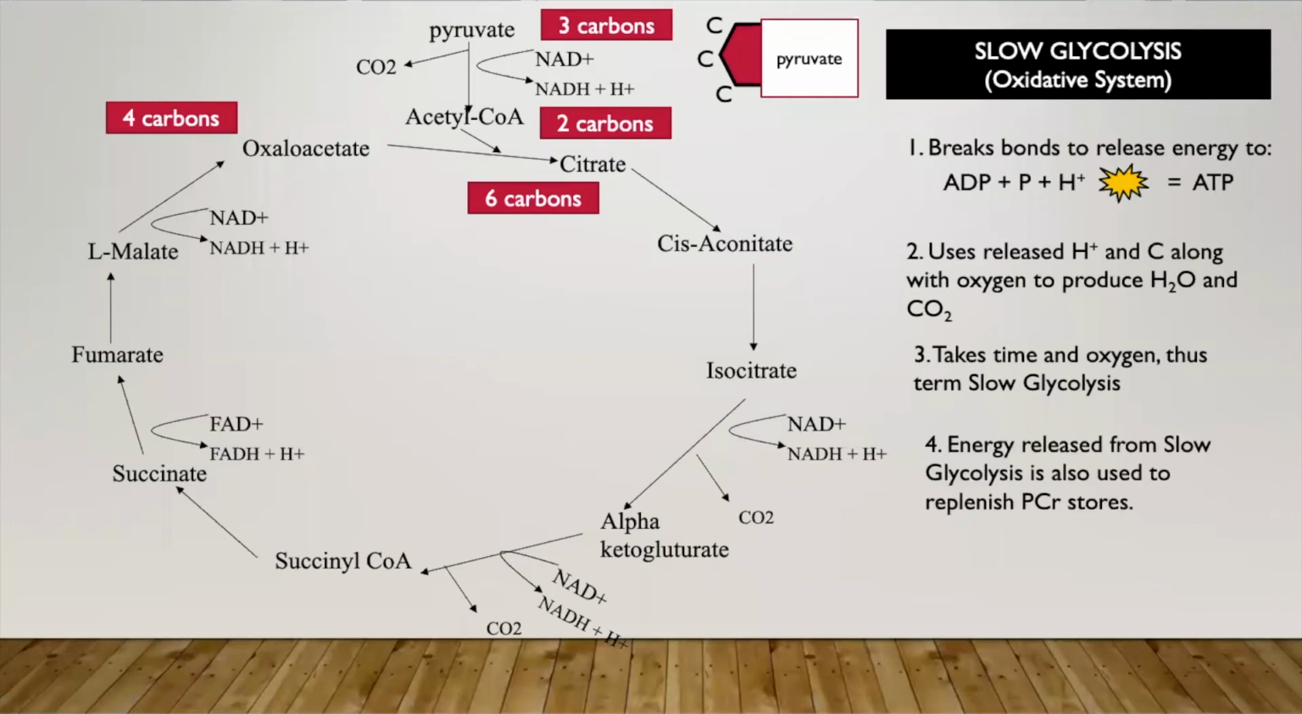And the energy released from slow glycolysis is also used, a lot of people don't think about this, to replenish the phosphocreatine stores. Now, another aspect of why this takes time, all of these chemical reactions are taking place in the mitochondria, which is an organelle inside of the muscle cell, and other cells too. But there has to be a protein that takes pyruvate in here and carries also some of these byproducts out. All of those transport functions take some time.